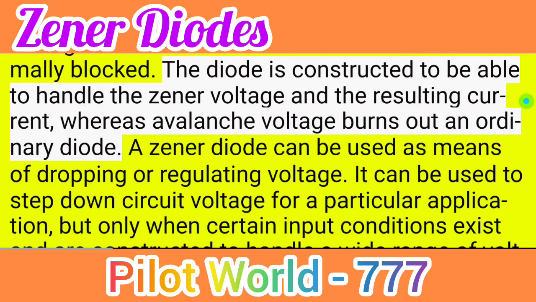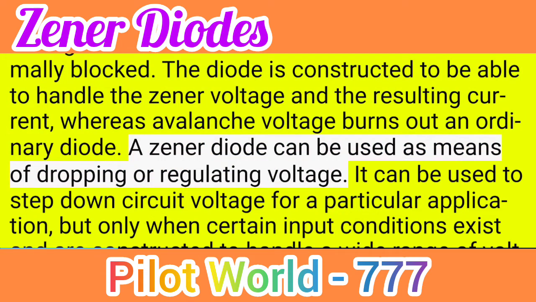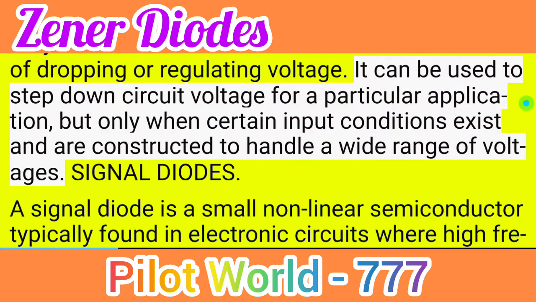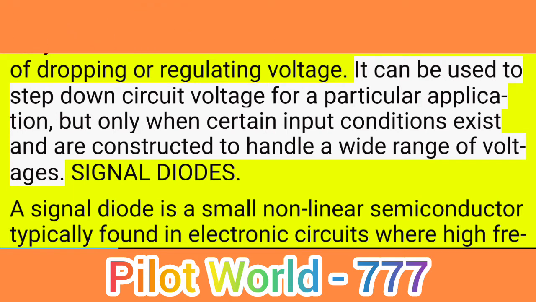The diode is constructed to be able to handle the ZENER voltage and the resulting current, whereas avalanche voltage burns out an ordinary diode. A ZENER diode can be used as a means of dropping or regulating voltage. It can be used to step down circuit voltage for a particular application, but only when certain input conditions exist and are constructed to handle a wide range of voltages.